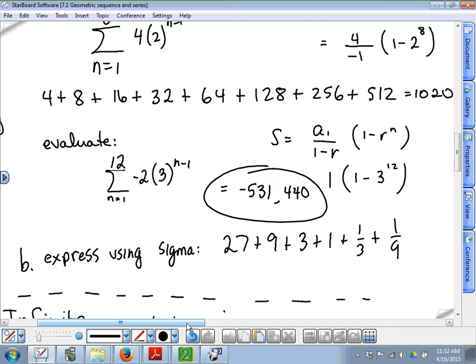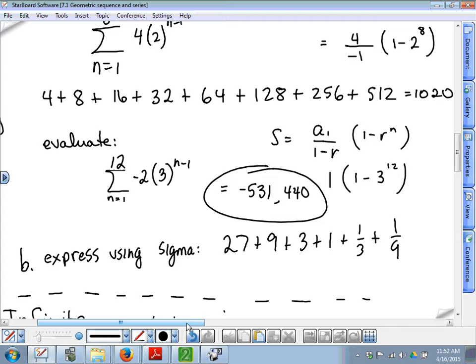So on the bottom of the sigma, you should have n equals 1, and then at the top you should have 6, assuming this is the first term of the sequence, and you can start at 1. So if we're adding 6 terms, you start from 1 to 6. The only other thing you need is the explicit formula, but we just practiced that about 4 times on the quiz. To make the explicit formula, you need the first term and the common ratio.